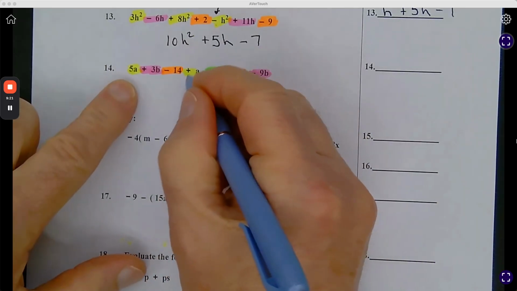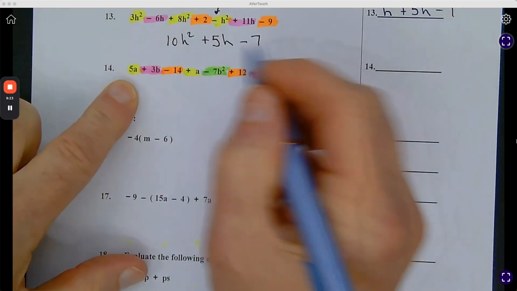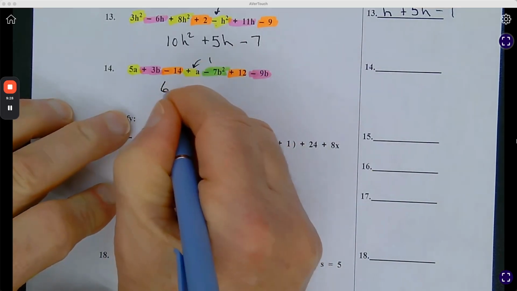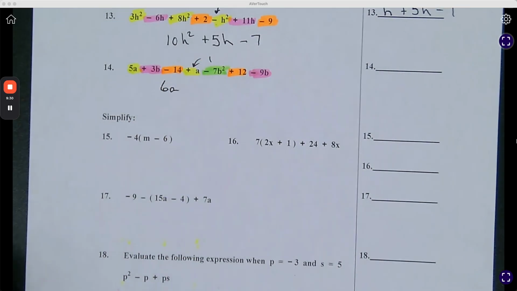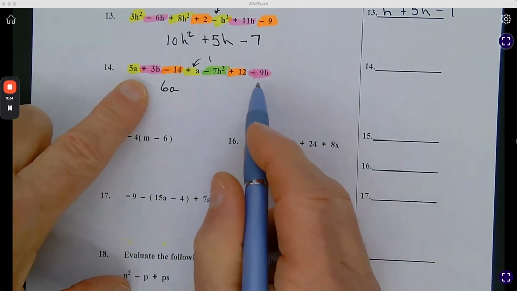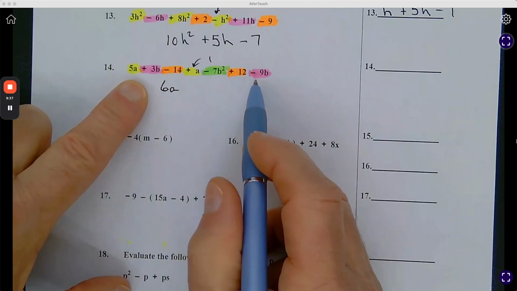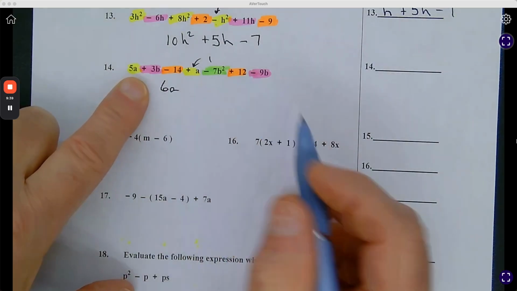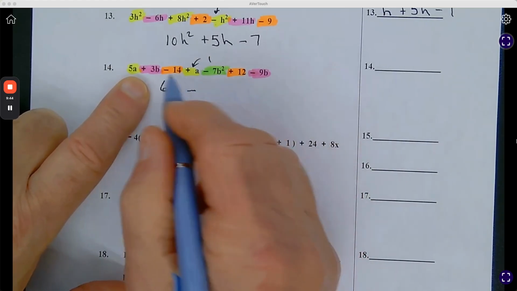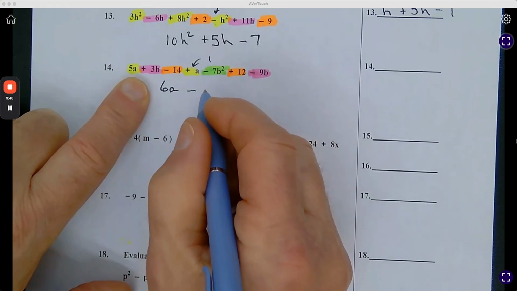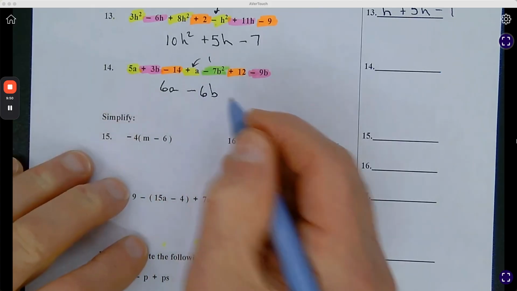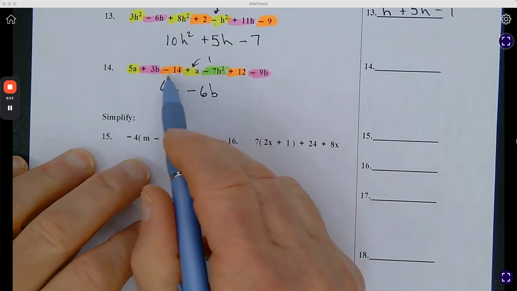5A plus, how many A's are here? That's right, there's 1. 5 plus 1 is 6. And the category is A. Those are done. Now I'm going to go to my B's. I have positive 3 minus 9. So do I have more negatives or more positives? That's right, I have more negatives. So how many more? So take 3 of those away from that. Yep, 6. Category is B. Good job.